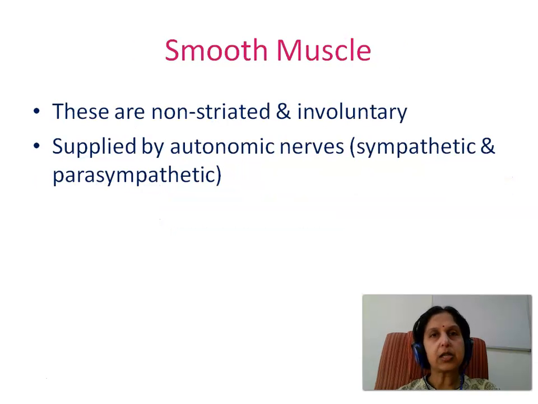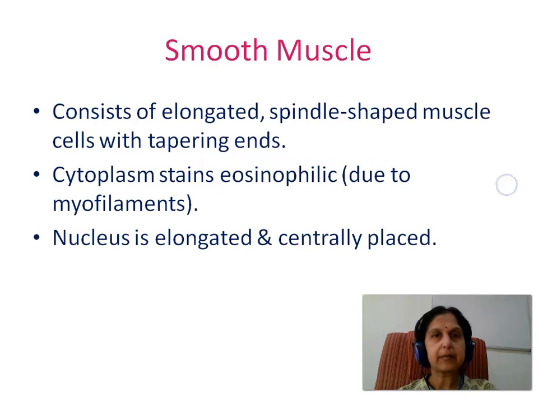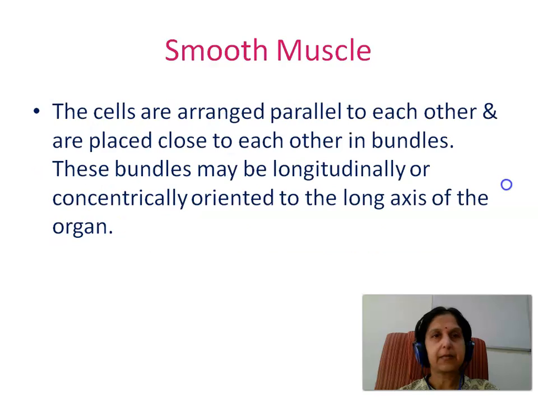We then go on to study the smooth muscle. These are non-striated and involuntary in nature. They are supplied by autonomic nerves, that is sympathetic and parasympathetic nerve supply. The muscle fibers consist of elongated, spindle-shaped muscle cells with tapering ends. Cytoplasm stains eosinophilic due to presence of myofilaments. Nucleus is elongated and centrally placed.